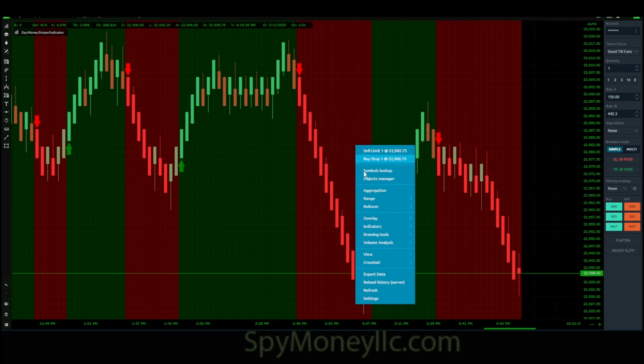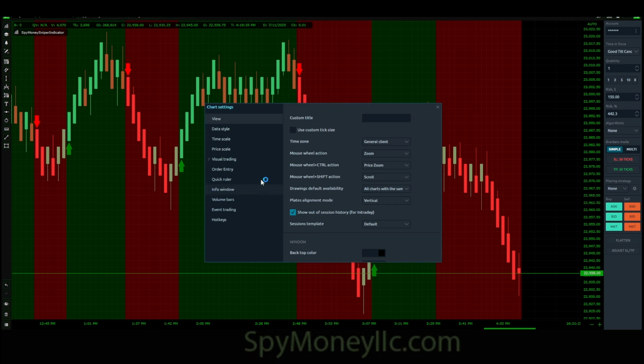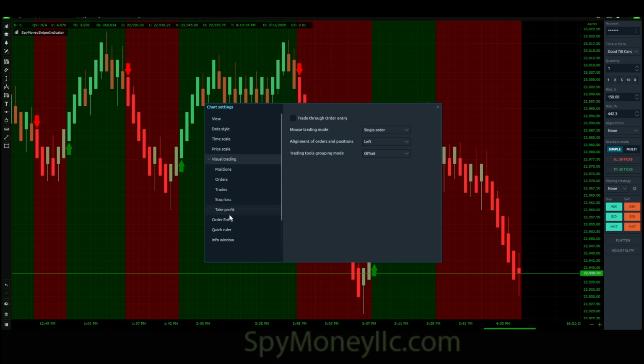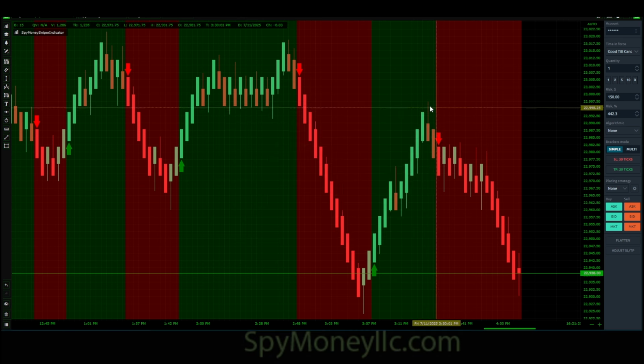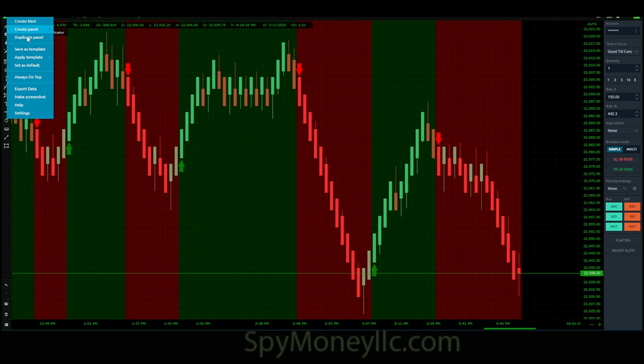To get to the settings, you just right click, go to settings, all your visual trading is right here, info window, quick roller, it's all pretty easy. Some platforms you go to and you have to click on the chart, or you have to click over here. It's hard to find where you want to go. This one with Quantower, everything's right here. So once you go here, you can change everything. If you want to save this chart, you can go up here to the top. You can save your chart as a template. You can apply a template or whatever you want to do.